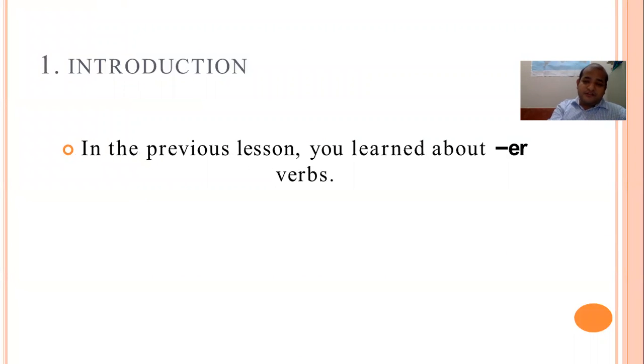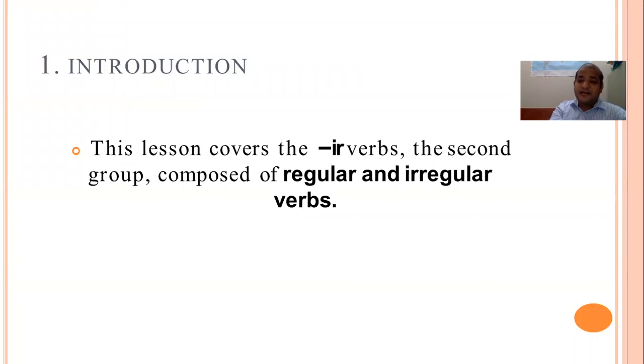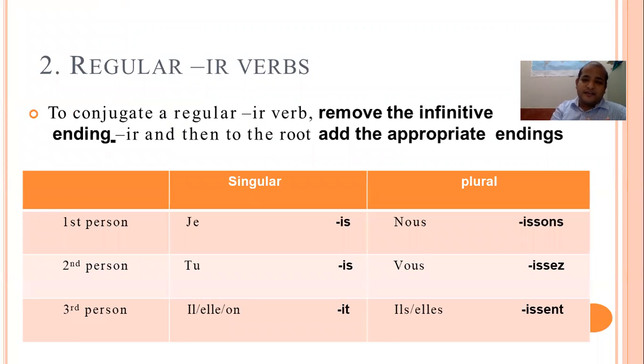In the previous lessons, you have learned about ER ending verbs. So this lesson covers IR ending verbs, the second group, composed of regular and irregular verbs. There is a fixed pattern in regular verbs, so they will have a fixed ending. But for other IR ending verbs, it will not be fixed, so you have to memorize them with regular practice. It needs practice. Okay, so regular IR ending verbs.